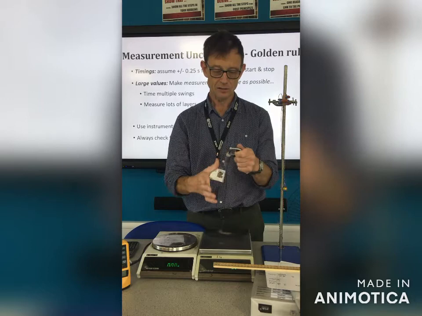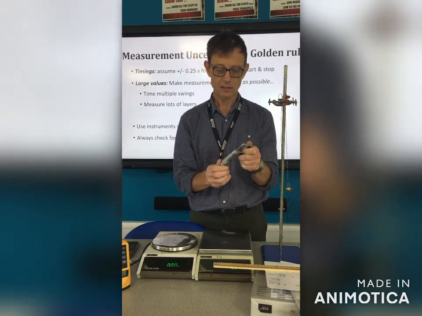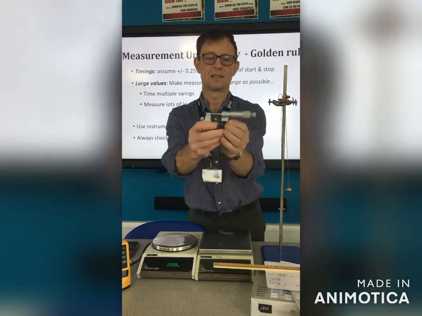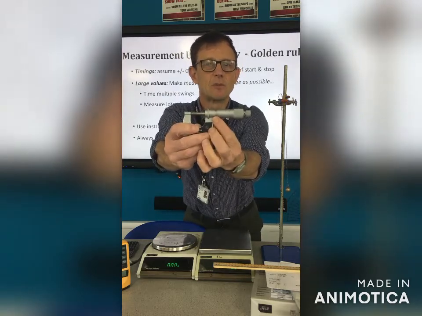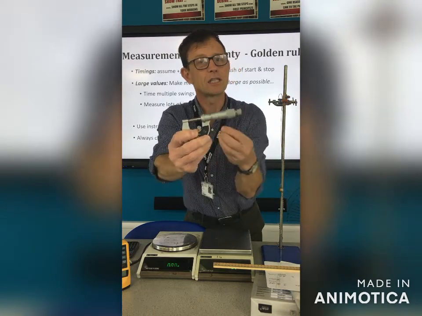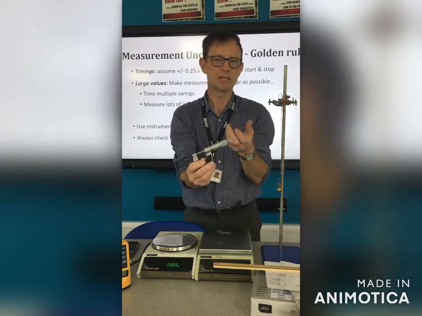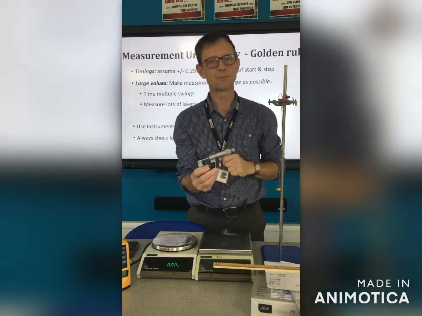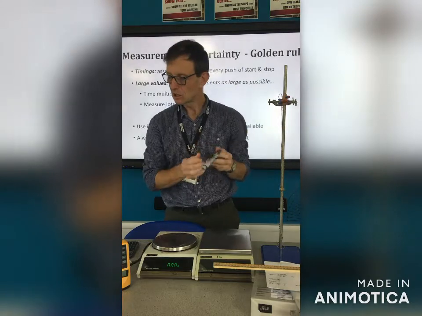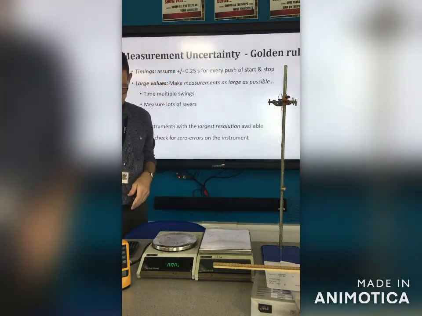Our vernier micrometer, when I close it, again, I don't know if you can see it's so small, but it's actually half of a hundredth off. So I'd need to add that number onto every reading to make it really super accurate. Okay, but there's ways around that as well. But again, be aware of the zero error.